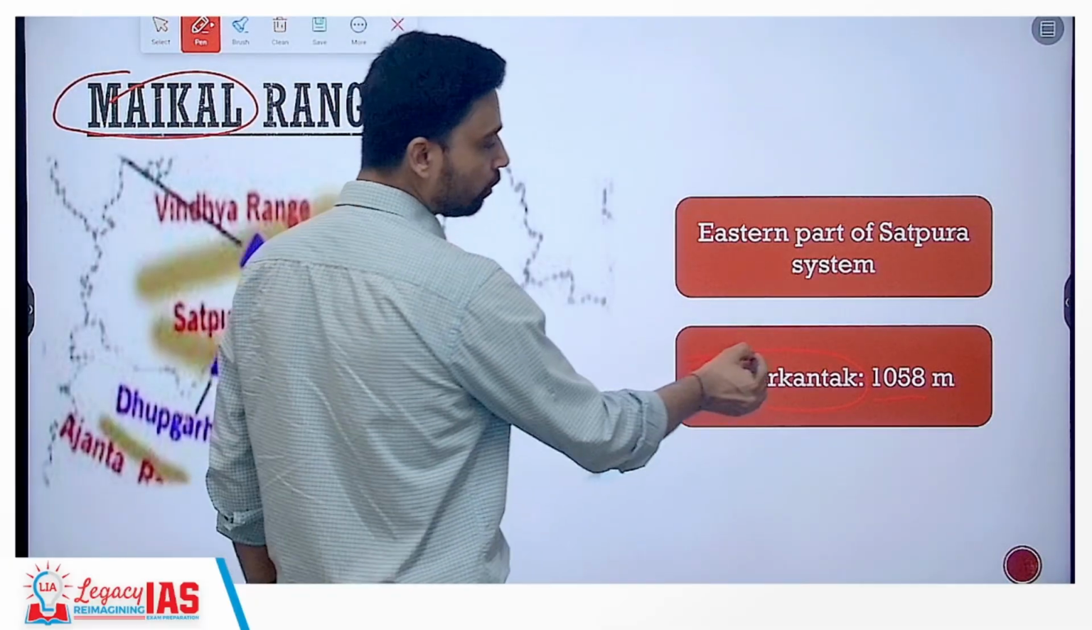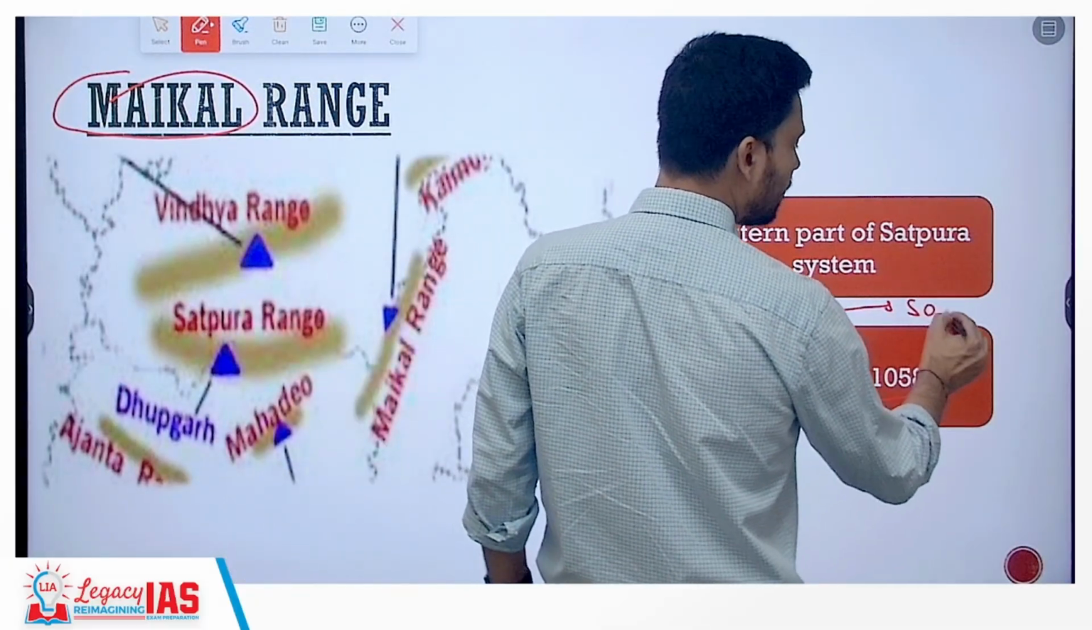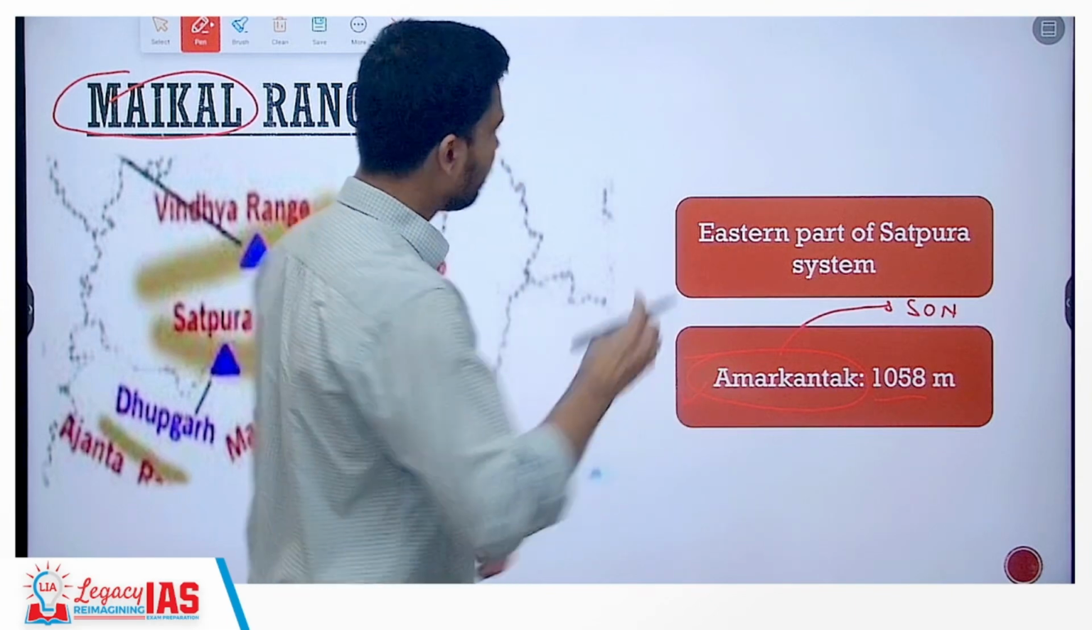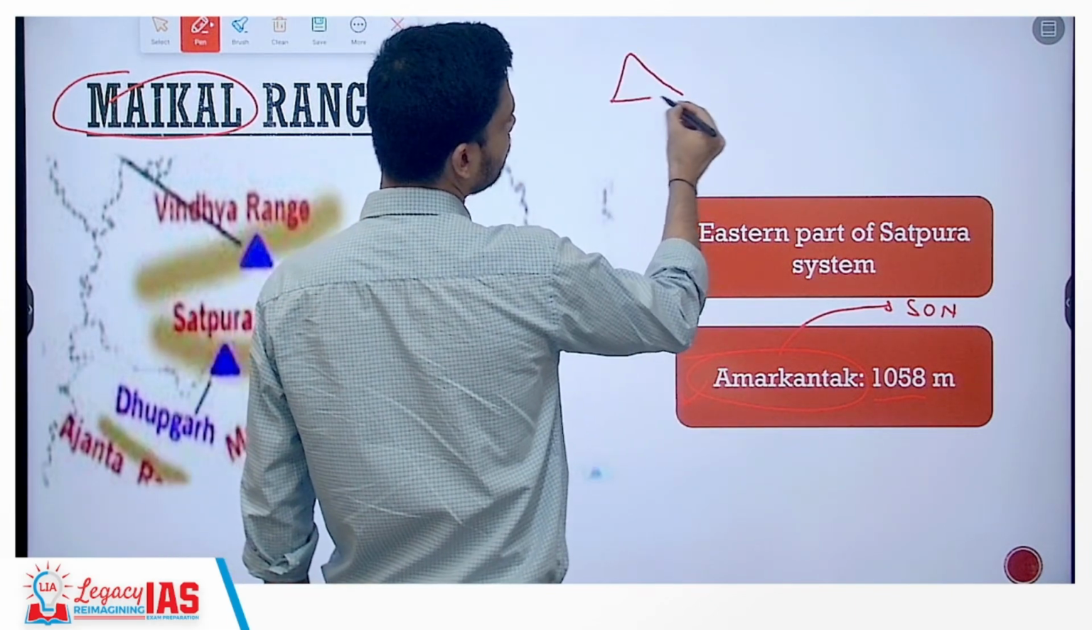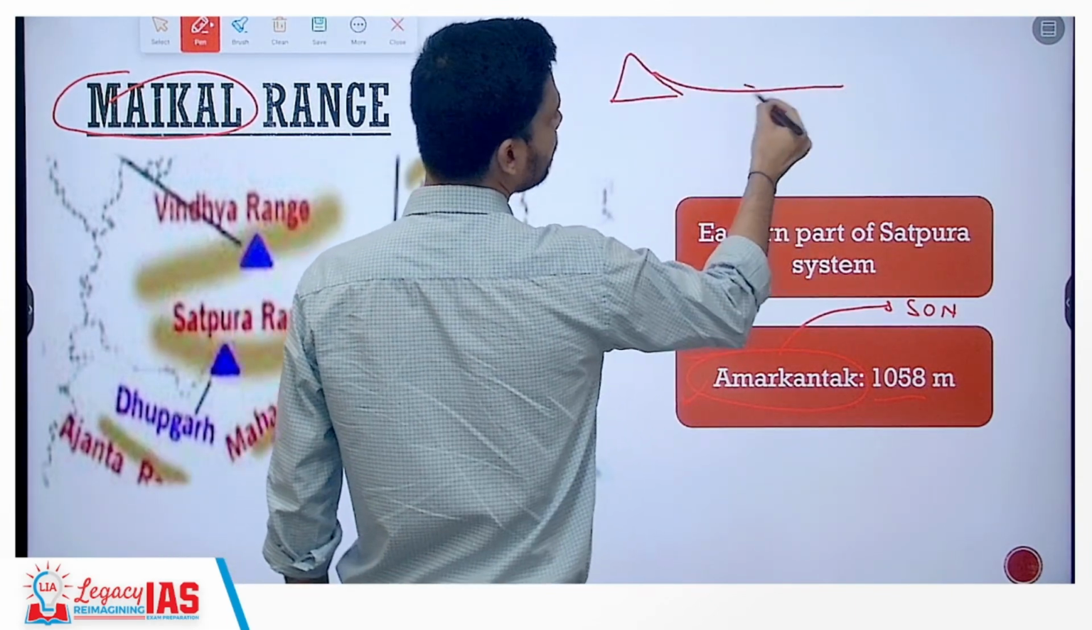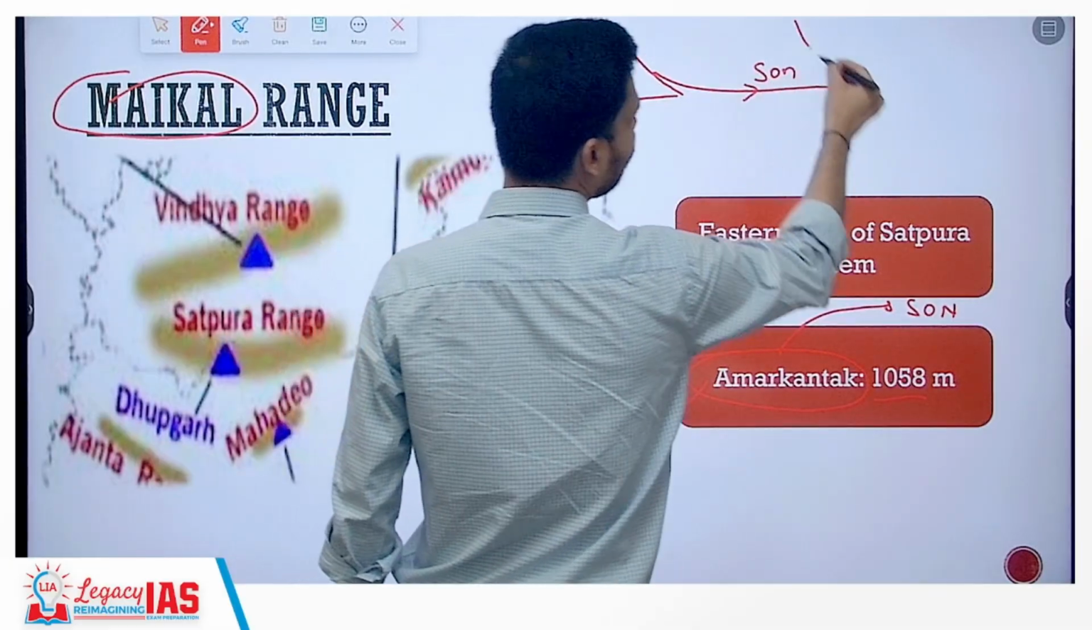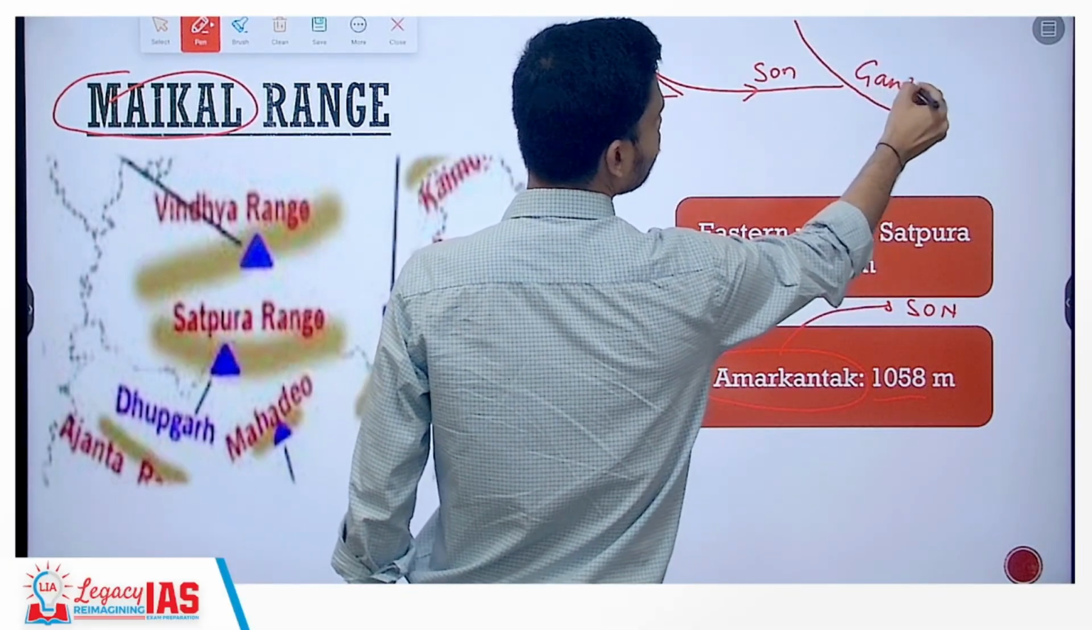One other river actually originates from Amarkantak. This is called river Son. So you can imagine it's like this. You have Amarkantak peak. From the eastern slope of Amarkantak, river Son originates, and flowing in the eastern direction, it joins river Ganga as such.